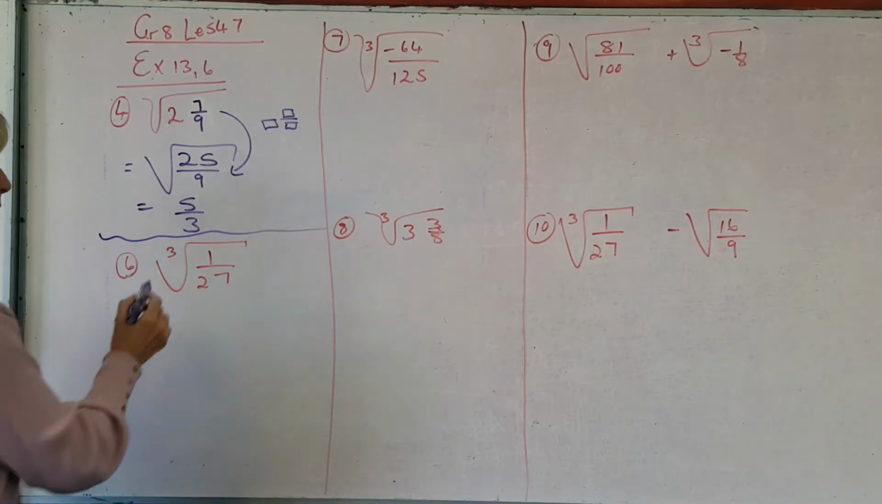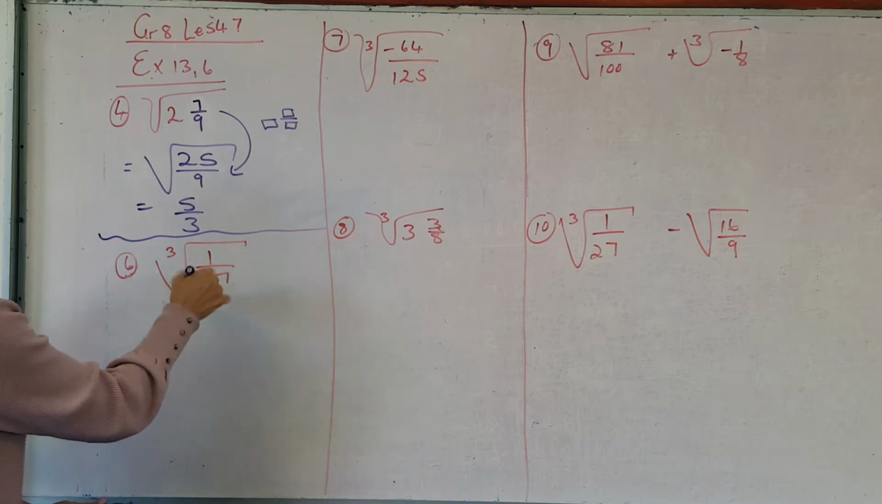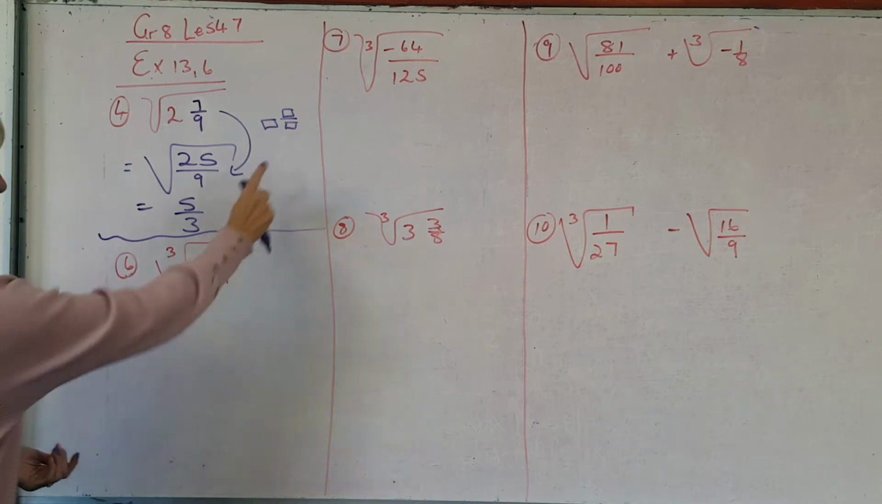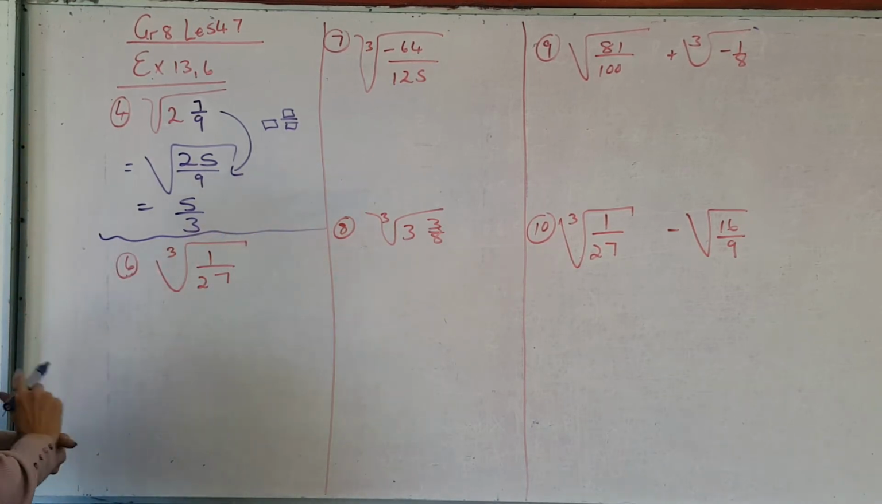For this one, it's nothing to do, because it's already just one fraction. If it's a mixed number, make it a normal fraction.